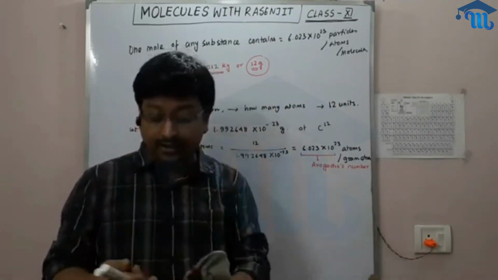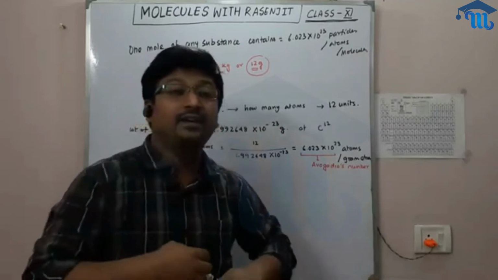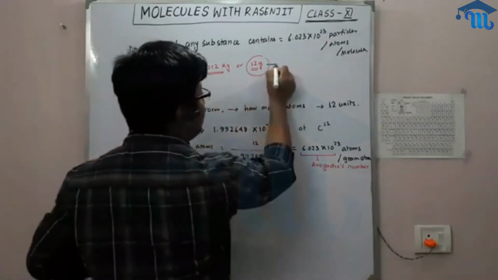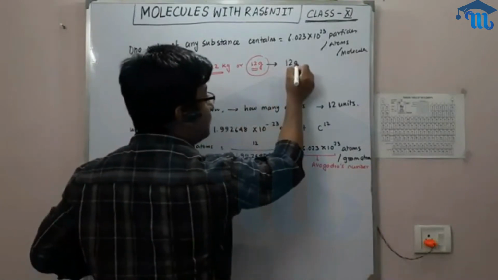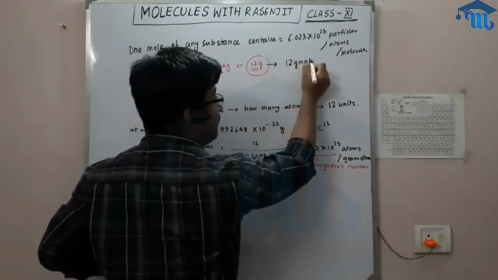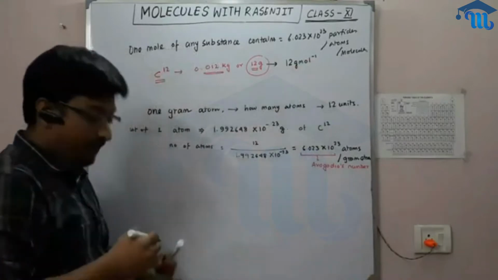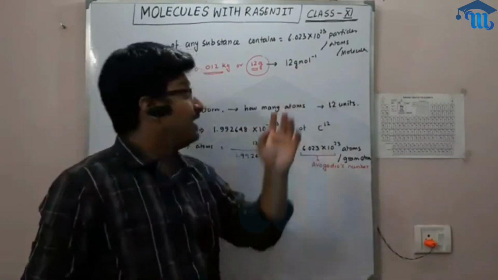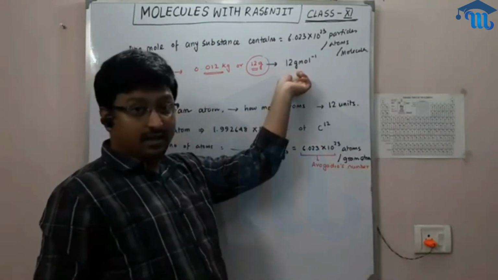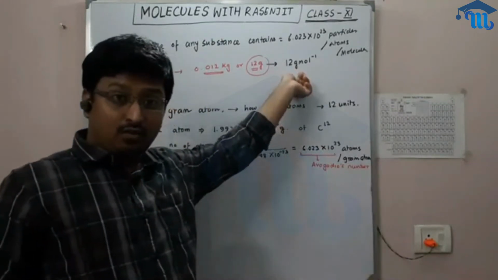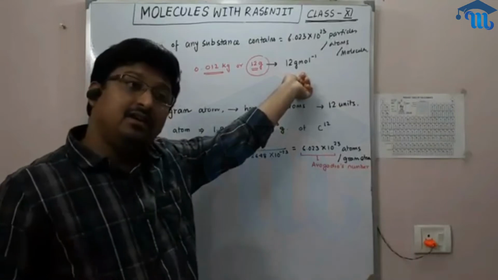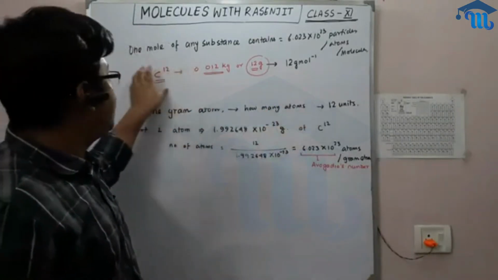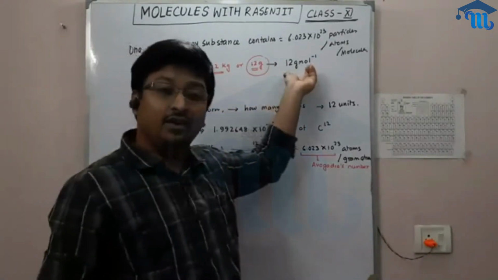So by defining the atomic weight, we say it is not 12 gram, it is 12 gram per mole. When we say per mole, that means this 12 gram is the measurement of 1 mole of C12. So 1 mole of C12 has weight 12 gram.